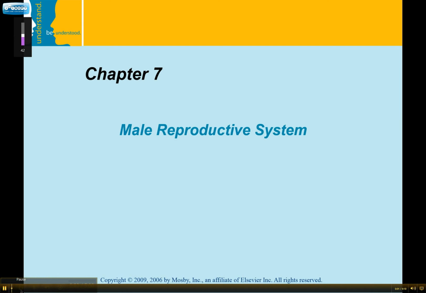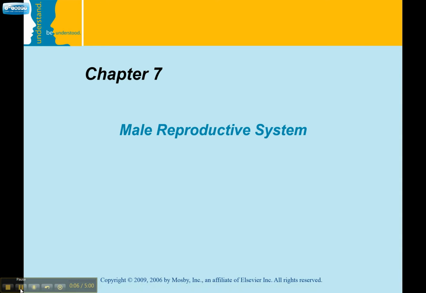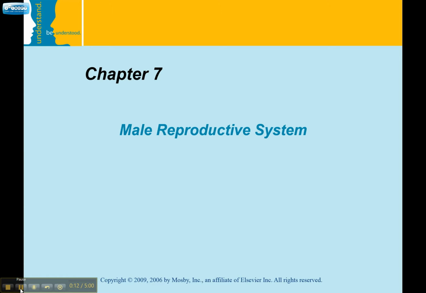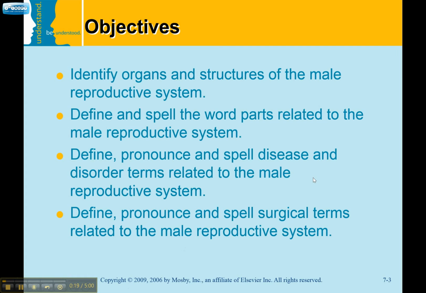We're on chapter 7 now, and we're going to be talking about the male reproductive system. This one's not a huge chapter, so we're just going to go through this really quickly. We'll only have one narrated PowerPoint this chapter. So when we talk about the male reproductive system, we're going to be talking about all of the parts of the male reproductive system that are required to produce offspring.